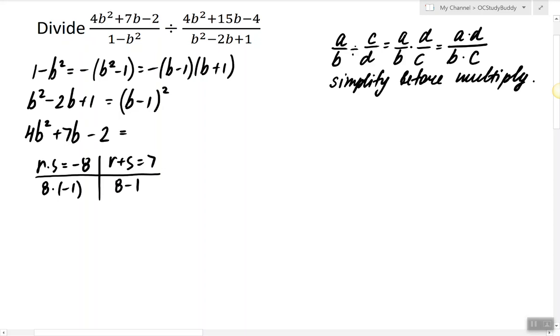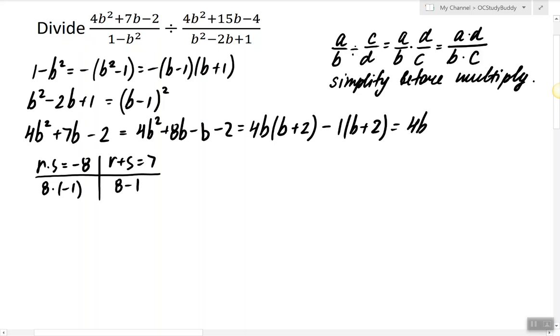And that means I'm going to rewrite 4b squared plus 7b minus 2 as 4b squared plus 8b minus b minus 2. And here we have 4b times (b plus 2) minus 1 times (b plus 2), which is (4b minus 1) times (b plus 2).